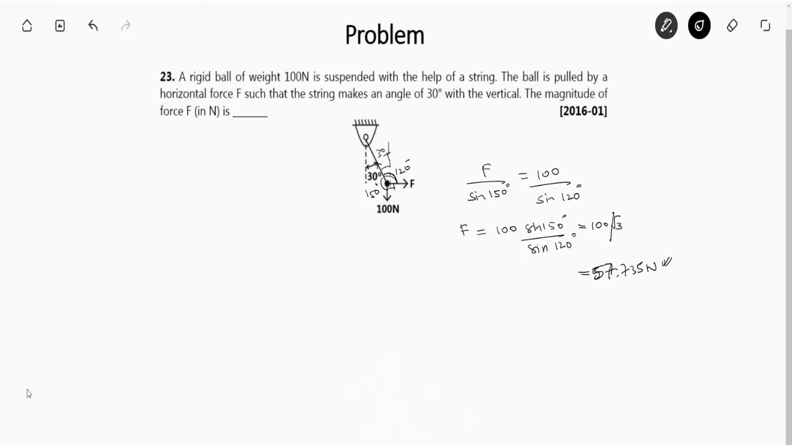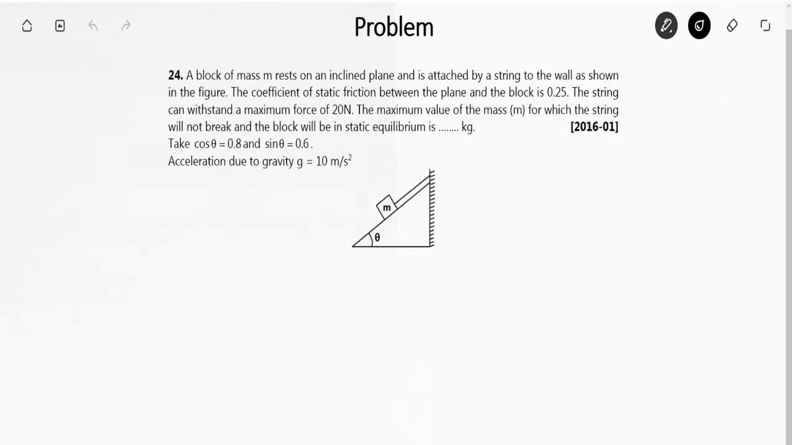Now friends, again going to the next question. So friends, this is a GATE question from the year 2016, set 1. What the question is saying: a block of mass m rests on an inclined plane and it is attached by a string, this is the string they have mentioned, to the wall as shown in the figure. The coefficient of static friction between the plane and the block is 0.25. So mu is 0.25, it is static friction. The string can withstand a maximum force of 20 Newton. So the maximum tension is 20 Newton.